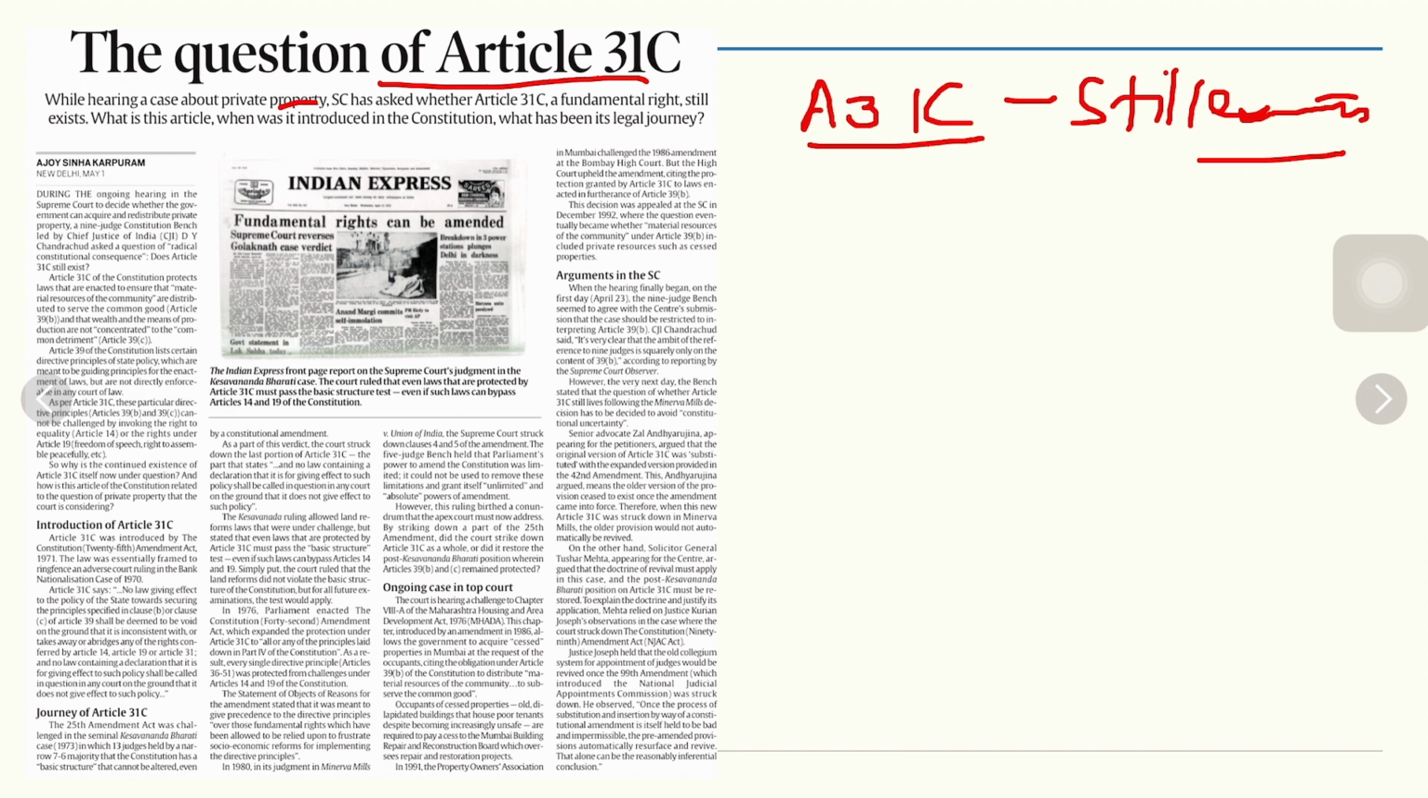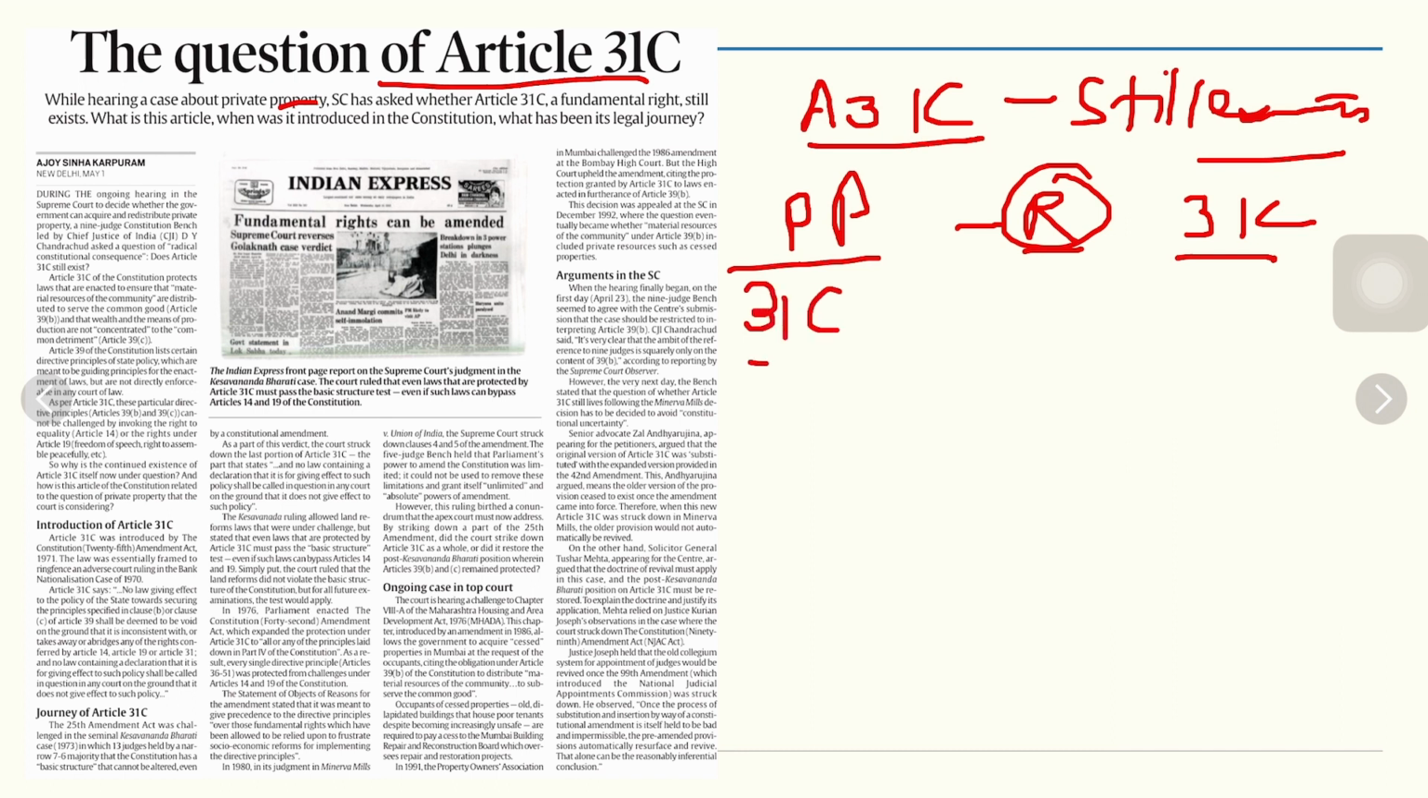When we talk about Article 31C, this is a particular article that has been in the news because of the fight about wealth redistribution or the inheritance tax and all those things. The talk is regarding Article 31C. In the ongoing hearing of the Supreme Court to decide whether the government can acquire and redistribute private property, a 9-judge constitution bench led by CJI D.Y. Chandrachud asked a question of radical consequences for the Constitution: does Article 31C still exist or not?